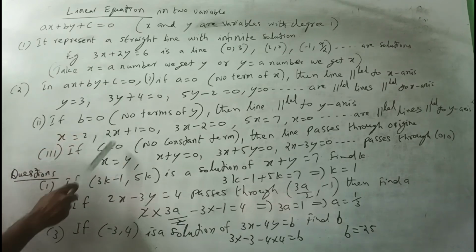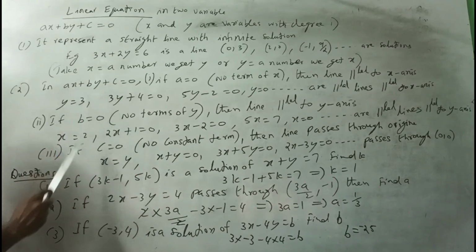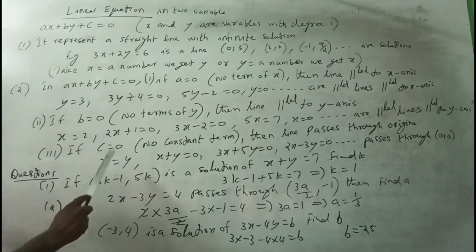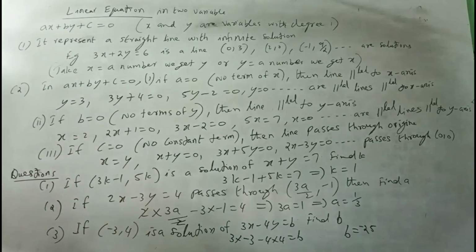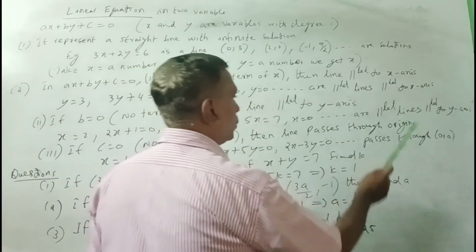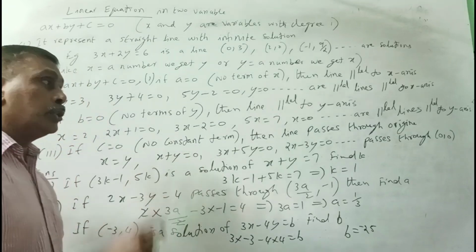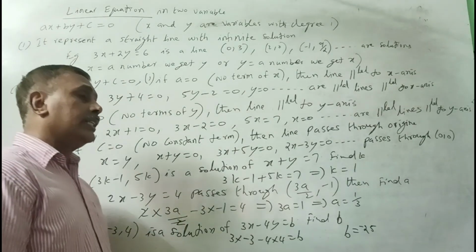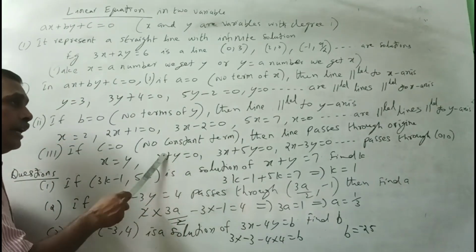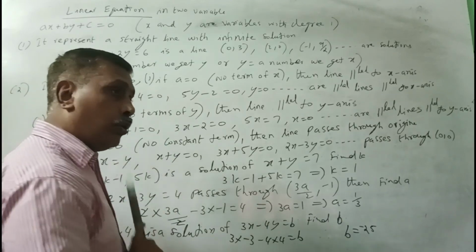Similarly, if c is equal to 0, meaning a and b are present but c is equal to 0, there is no constant term, then all such lines will pass through the origin. It will pass through (0, 0). Or we can say if there is no constant term, (0, 0) is always a solution.